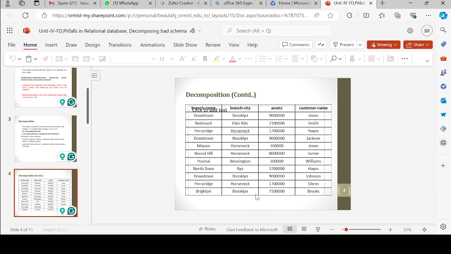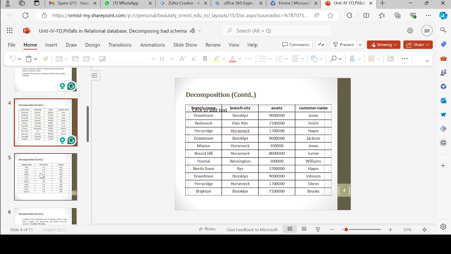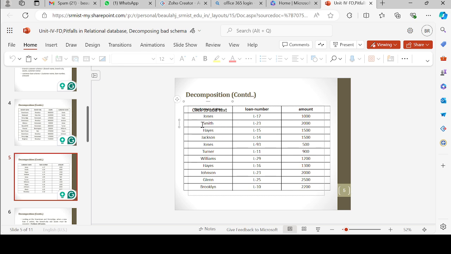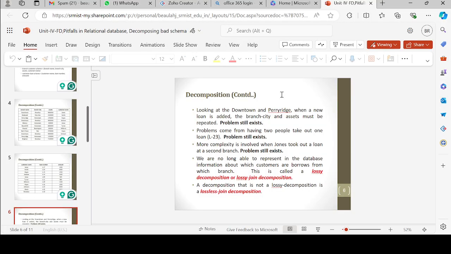So here this is a decomposition: Downtown, Brooklyn, assets, customer name. Here we have branch name, branch city, assets and customer name, and the next relation has customer name, loan number and amount. If we have decomposed the relation like this, can we easily solve this problem? Looking at Downtown and Perry Ridge, when a new loan is added, the branch, city and assets must be repeated. So the problem still exists. Problems come from having two people take out one loan. With L23 the problems still exist. More complexity is involved when Jones took out a loan at the second branch.